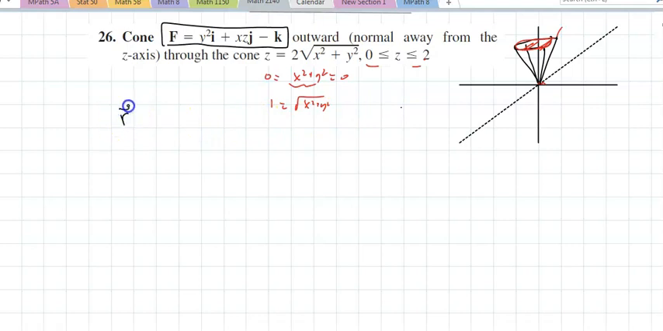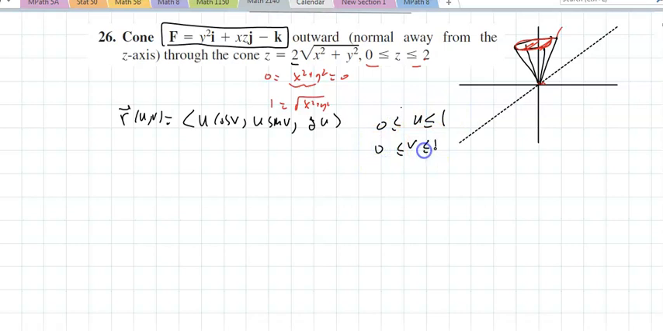So I could say let r of u and v equal u cosine of v, u sine of v, and z will equal twice, kind of like r cosine theta or sin theta. Isn't that twice r, which is in our case u? And we could let u vary between 0 and 1, and the angle vary between 0 and 2 pi, because when I look at this, the only thing I see in 2 dimensions would be the circle.